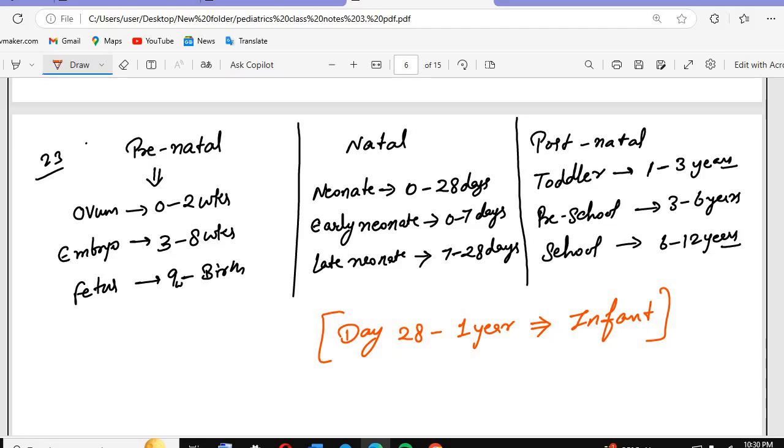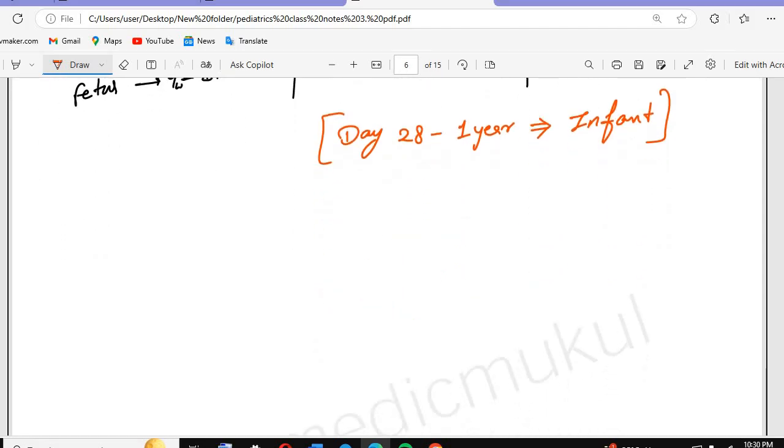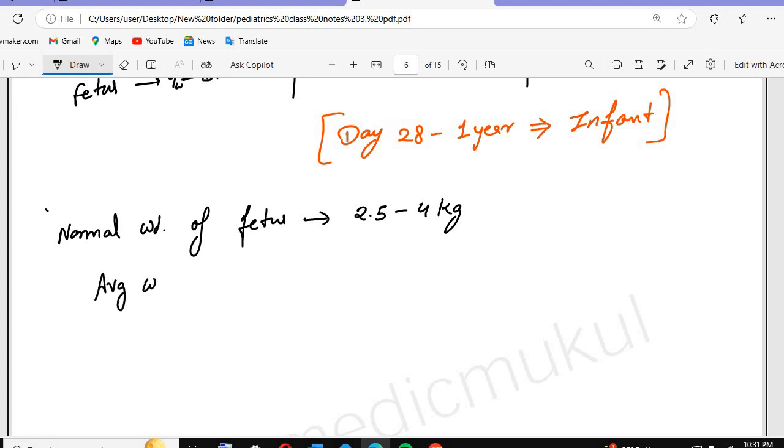Okay. Then remember, what is the normal weight of the fetus? What is the normal weight of the fetus? बच्चे का नॉर्मल वजन कितना होता है? That is 2.5 to 4 kg. So the average weight of the baby is in the range of 2.5 to 4 kg.